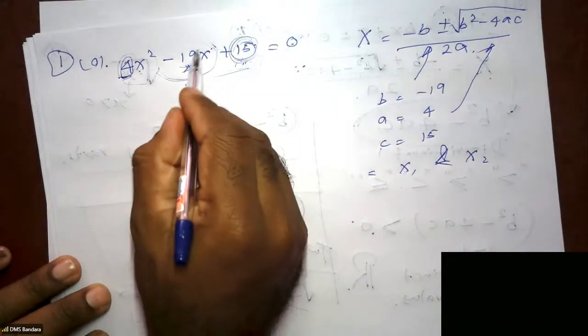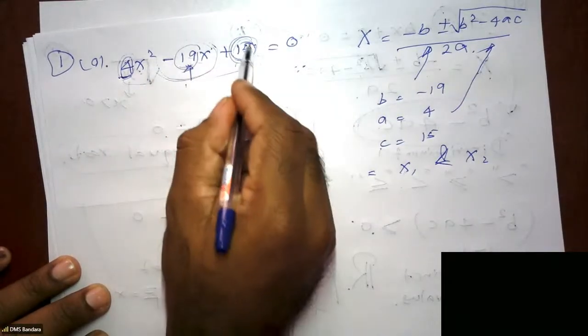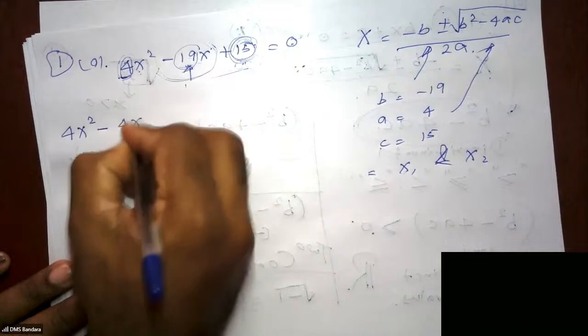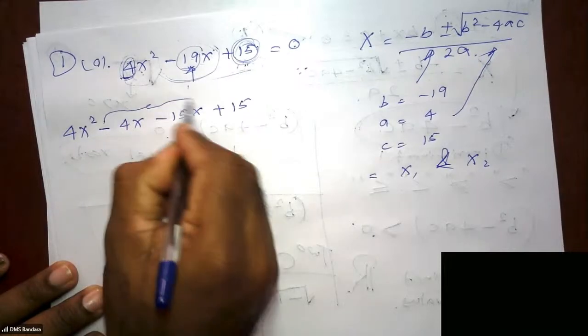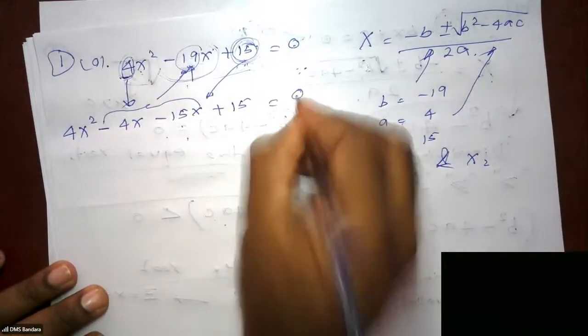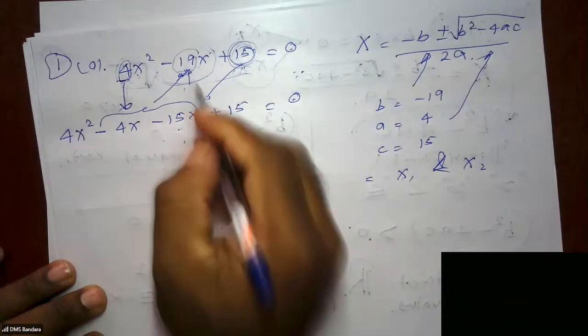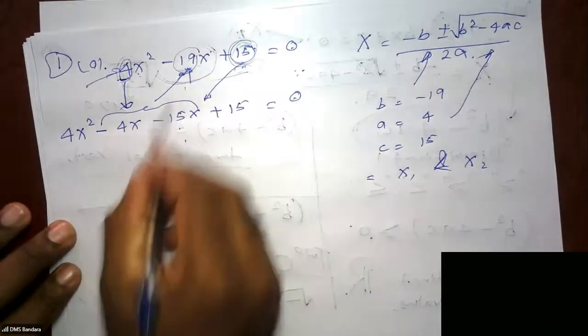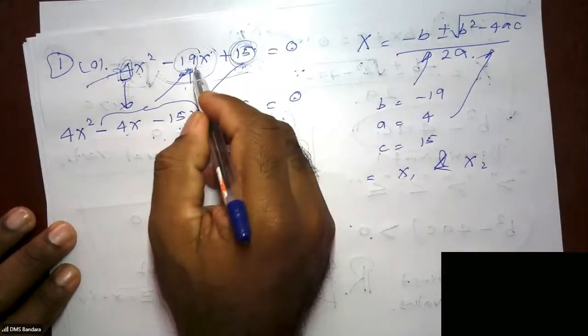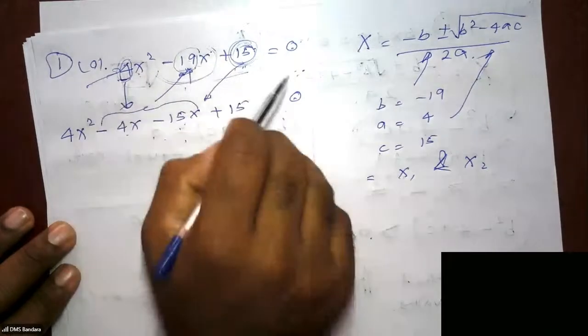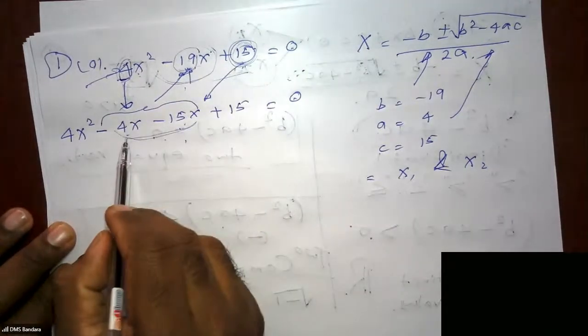So here we can create minus 19 by using 4 and 15 like this: 4x squared minus 4x minus 15x plus 15, equals 0. Now I created minus 19x by using 4 and 15. Is it harmful for the original equation? No, there are no additional things done to the equation. Both equations are the same. Minus 4 minus 15 is minus 19. There's no harm to the original one. It's only a creation for finding the roots of x, right?